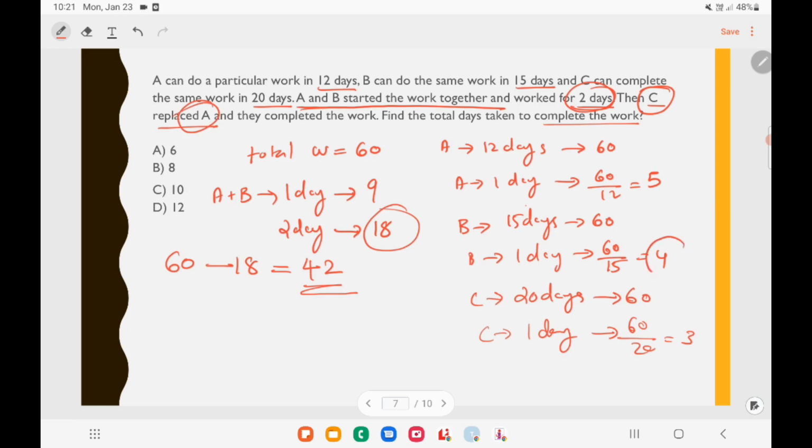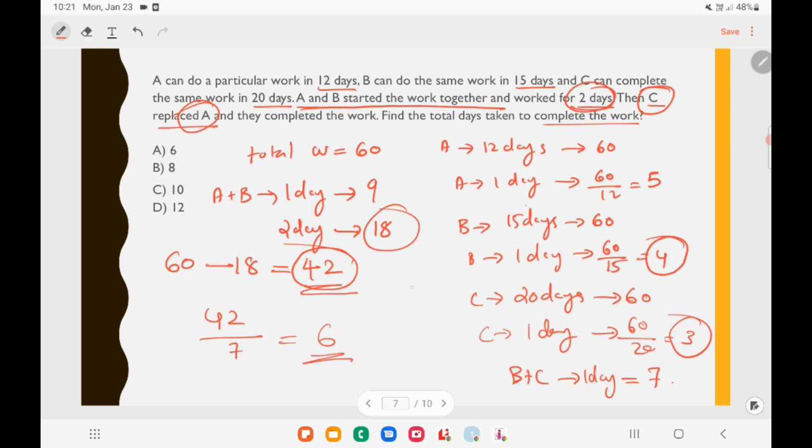So B will do 4 work in 1 day and C will do 3 work in 1 day. So B and C together in 1 day will do 4 plus 3, 7 work. So we have 42 work remaining. So 42 divided by 7, it will take 6 more days to complete the work.